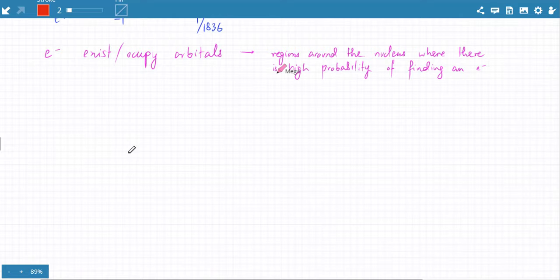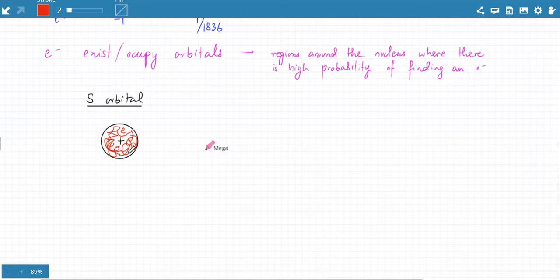So how many different types of orbitals do you have? You have an S orbital. What's an S orbital? An S orbital is a spherical orbital around the nucleus. And if there's an electron in it, the electron would be occupying that particular region. It would be moving so fast in that particular area that to an outside observer, it would look as if the electron is occupying the entire area.